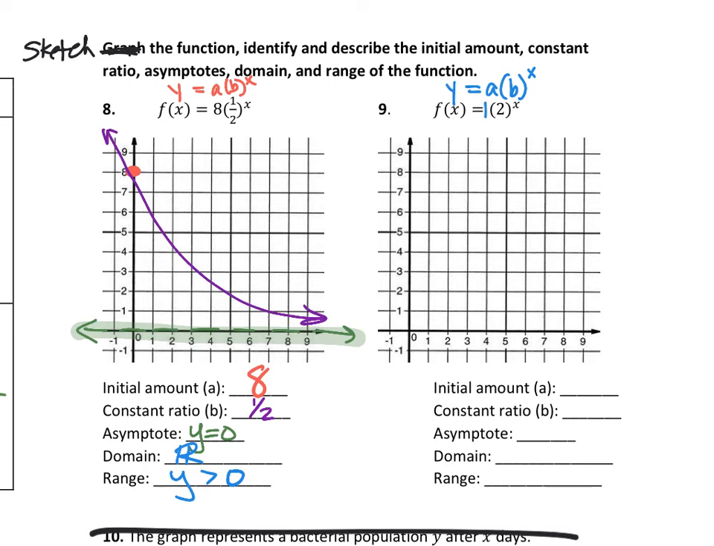Very good. How do we know the number is our initial value? A is always your initial value. But how do we know which one is A? It does not have an exponent of x. So that means we're also going to begin our graph at 1. And 2 is called my B value, which is the constant ratio.